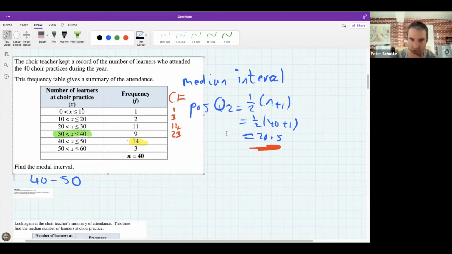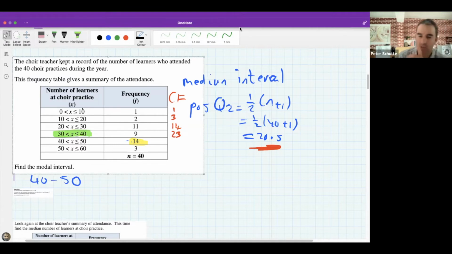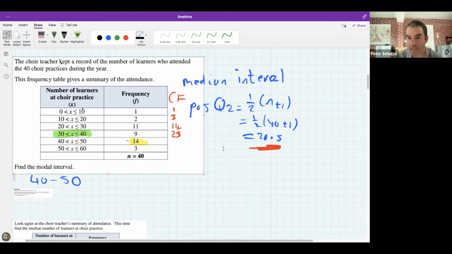Okay, so it's a bit of a mixture. So what I want to say to those who aren't quite there yet, we're going to do another example shortly. But the main idea I want you to focus on is in the position calculation.